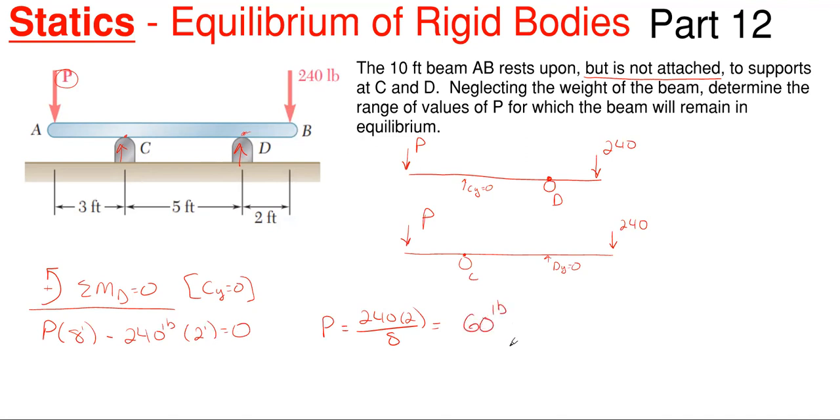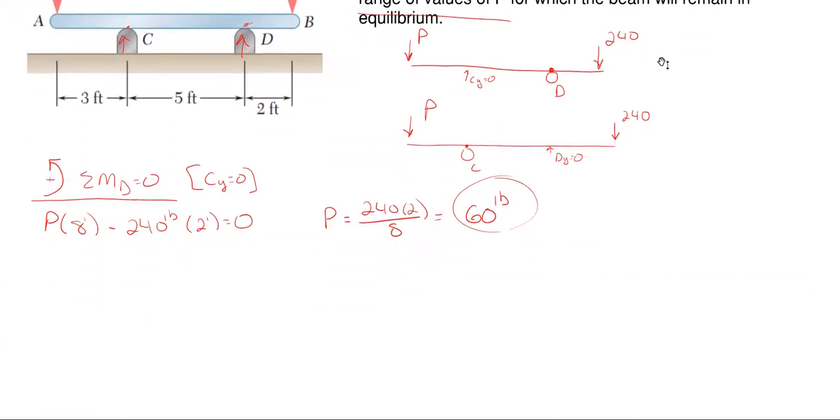So this is one of the ranges that I'm looking for, because what we're looking for is a range of values for P in which we don't flip this thing over. We keep it balanced and resting on these reaction points. So what this means is that anything less than the 60 pounds, Cy would have to be going downward then. So we found one of our range values. Now we have to find our other range values.